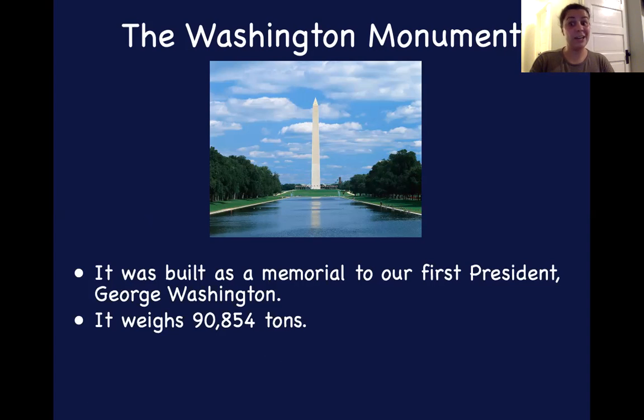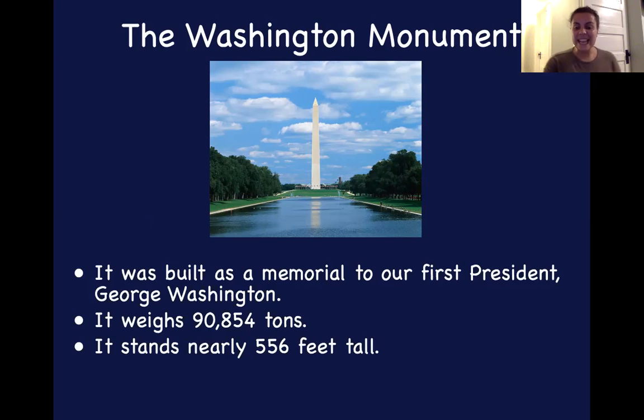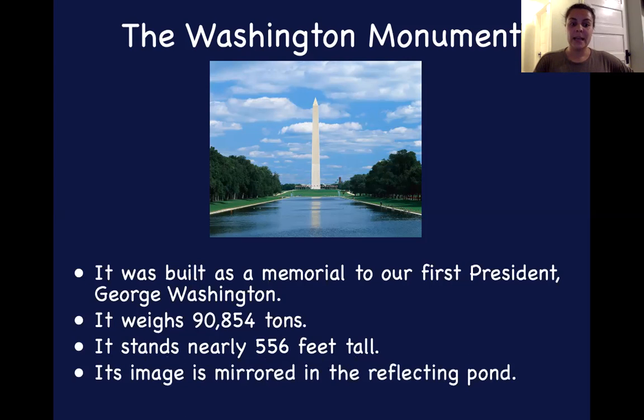I know you guys are super strong, but you could not lift the Washington Monument. It stands nearly 556 feet tall. That's super duper tall. Even taller than Mrs. Stewart, I know. It's crazy. Its image is mirrored in the reflecting pond. So this is the reflecting pond right here, and you can see the image of the monument.